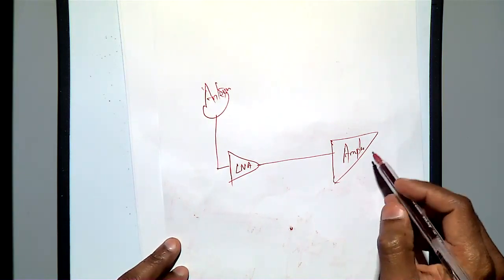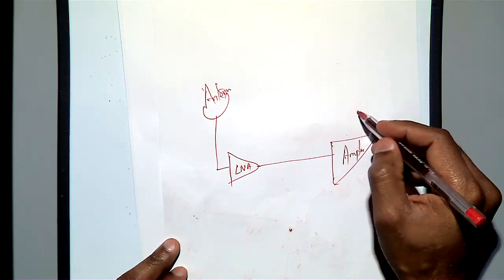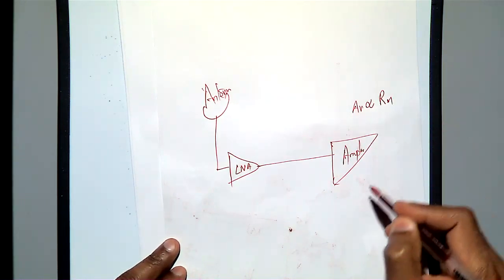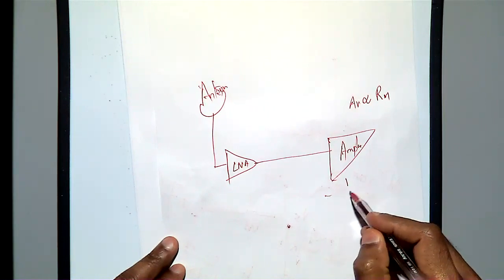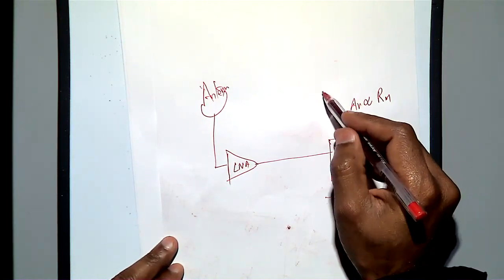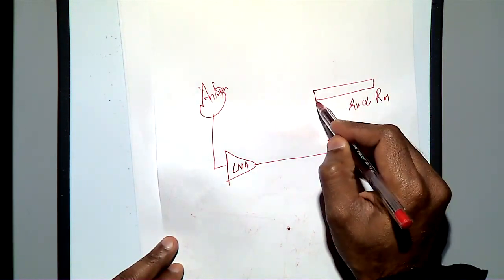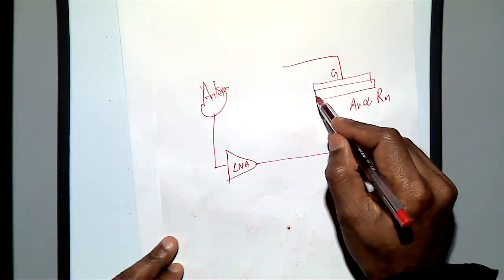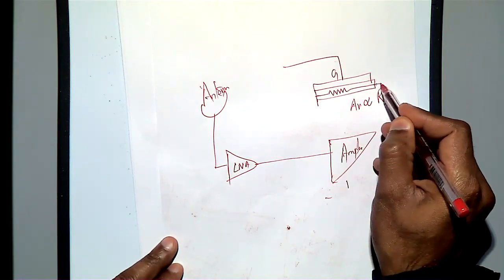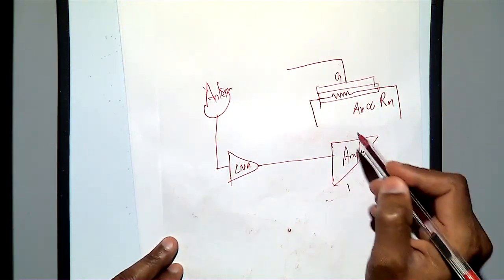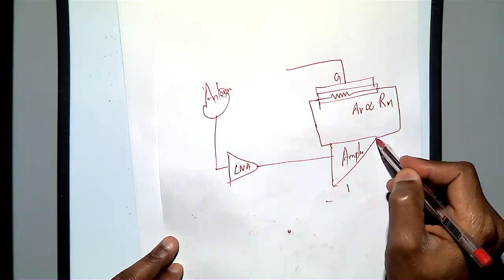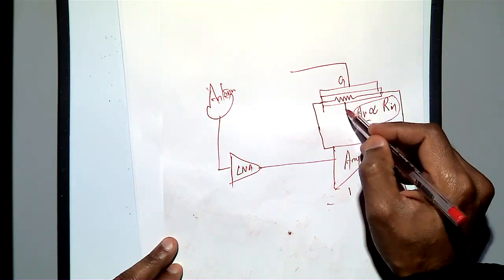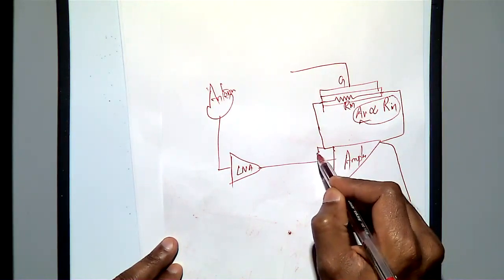In the amplifier, the gain is set using a resistance, so your gain is directly proportional to this Rm. That resistance we have achieved using this MOS. So this is your gate, and this is your resistance. I'm just connecting. In your amplifier, your gain is directly proportional to this Rm. Maybe you have set it like this. This is your Rm, and maybe you connect another resistance here.